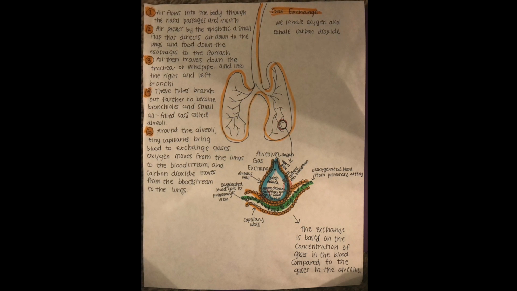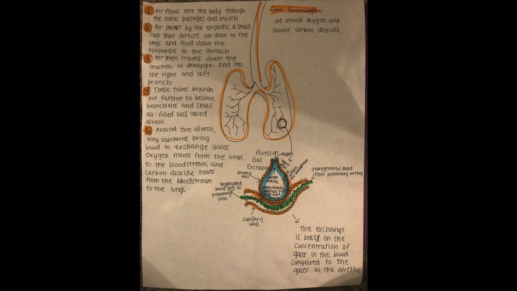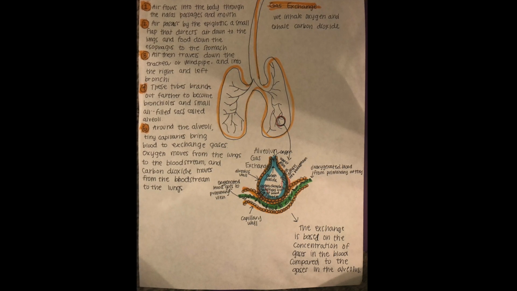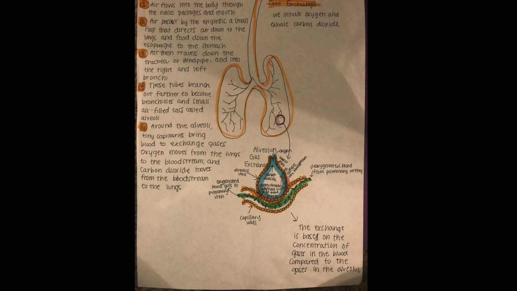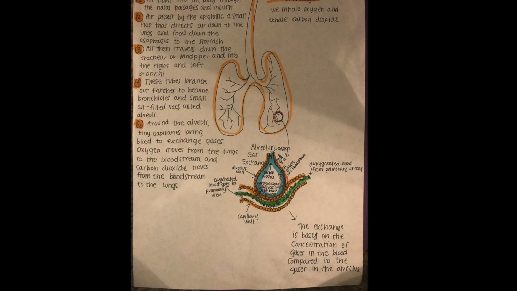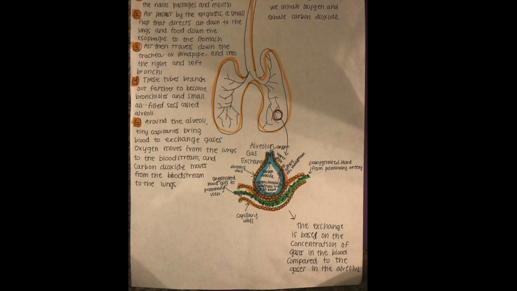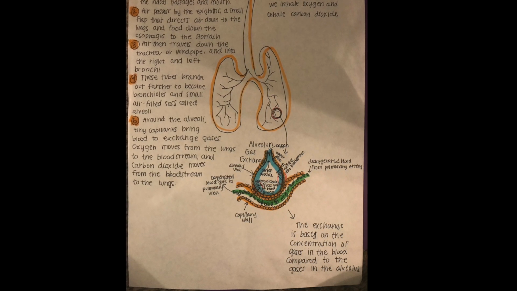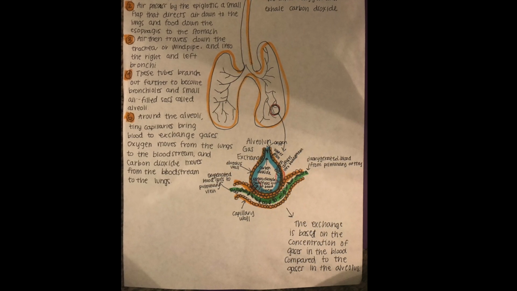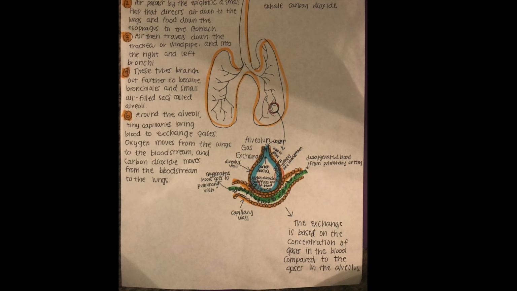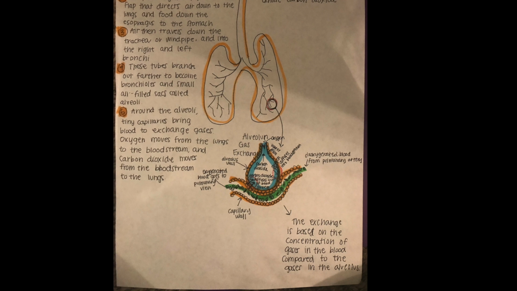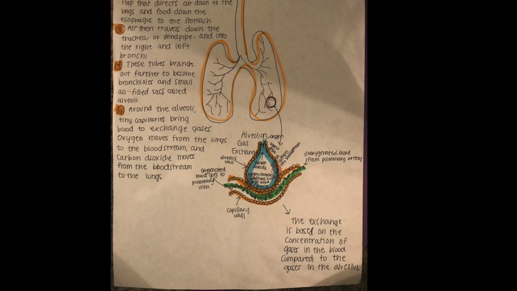So air travels down the trachea, which is also known as the windpipe, into the right and left bronchi, and these tubes become kind of like tree branches, so they turn thinner, and those are the bronchioles, and they have small sacs on the ends called alveoli. And those sacs are surrounded by tiny capillaries which bring blood to exchange gases.